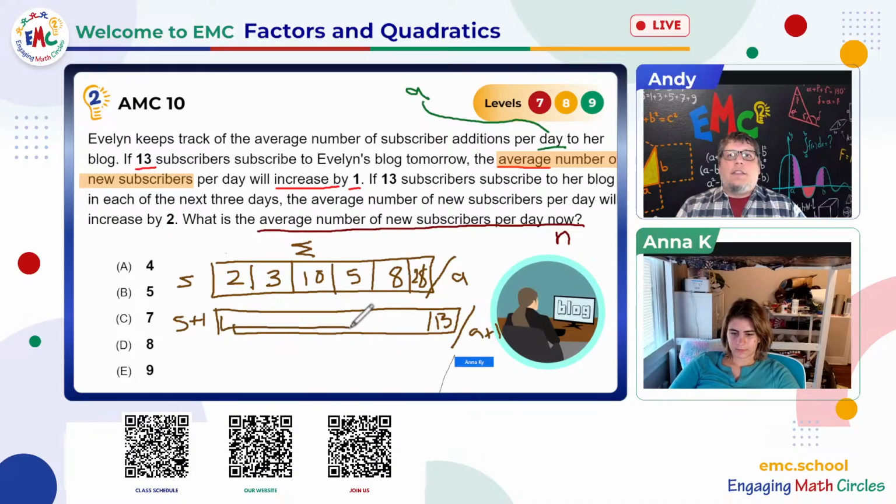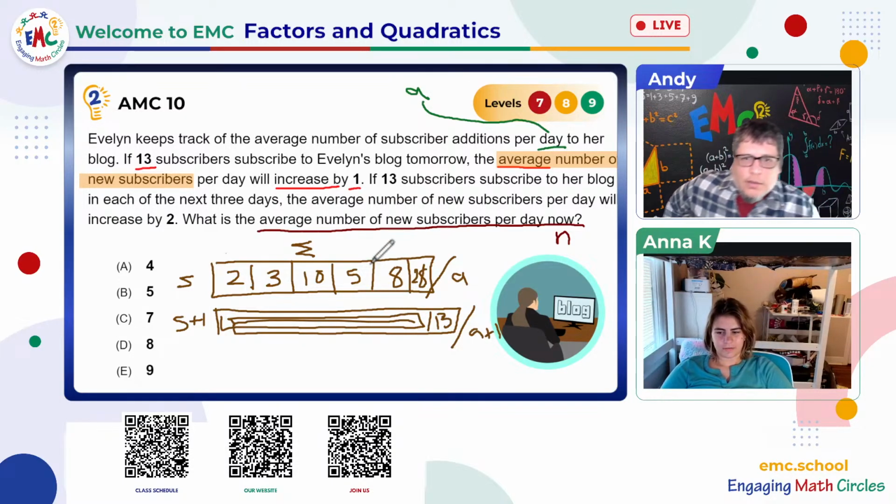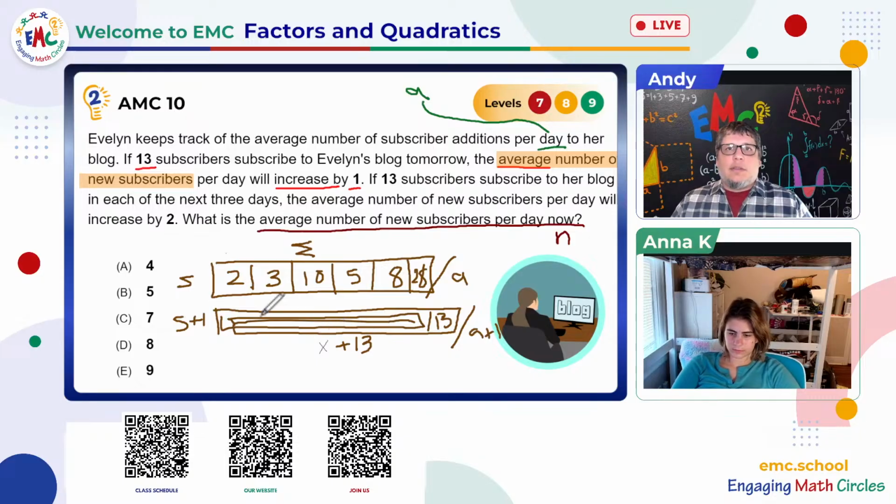Is there a way to find this part? It's the previous day, right? Let's call that X. X plus 13, but not just X plus 13. It's how many of these I had, which is A. AX's.